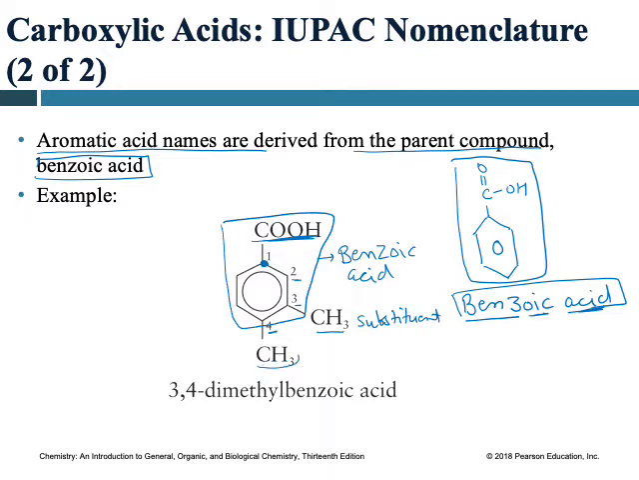This is also a substituent. So the name will be 3, 4. You have the same substituent twice on the benzoic acid, that means di. You have a methyl group. What's the name of the substituent? Methyl. This is also methyl. So 3, 4 dimethyl, and then the parent chain is benzoic acid, like I already told you. So the name will be 3, 4 dimethyl benzoic acid.